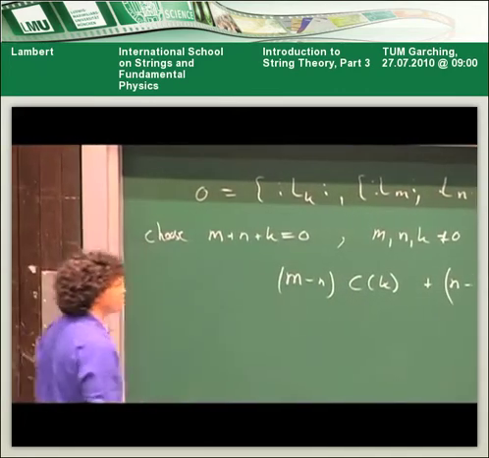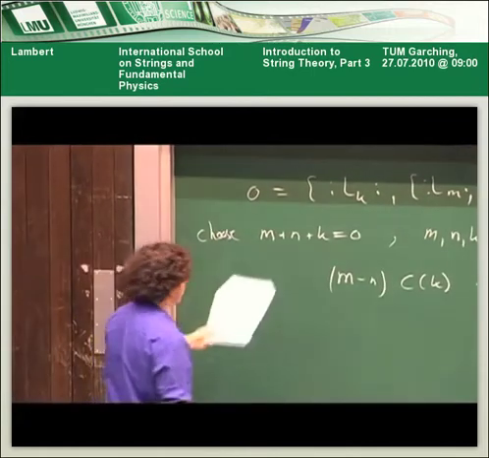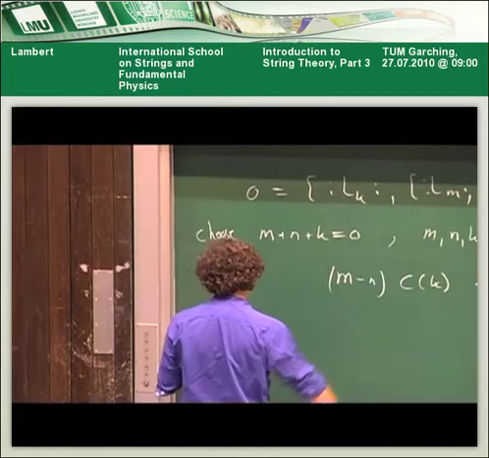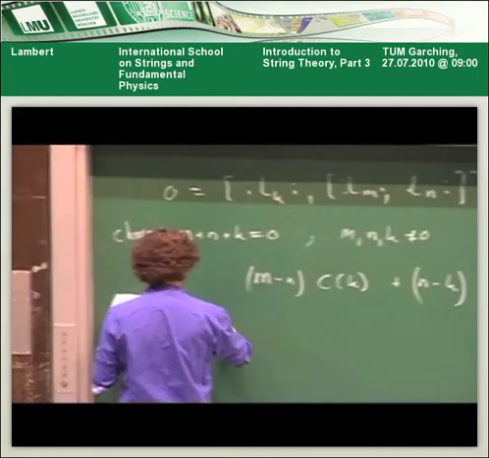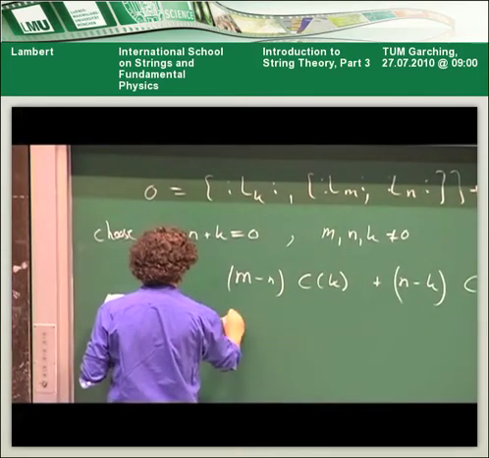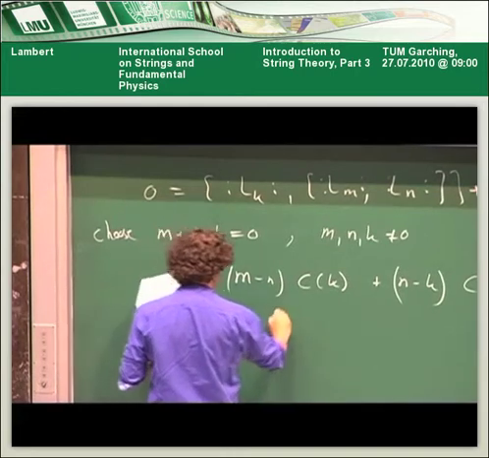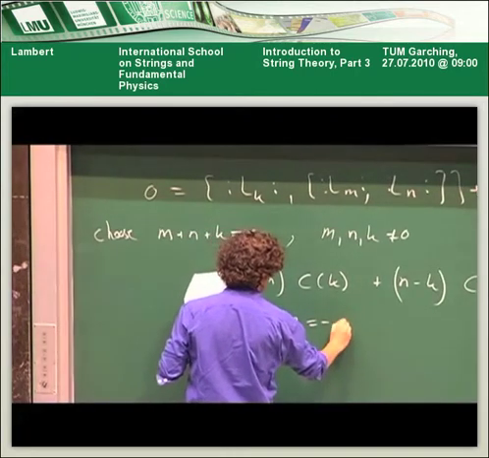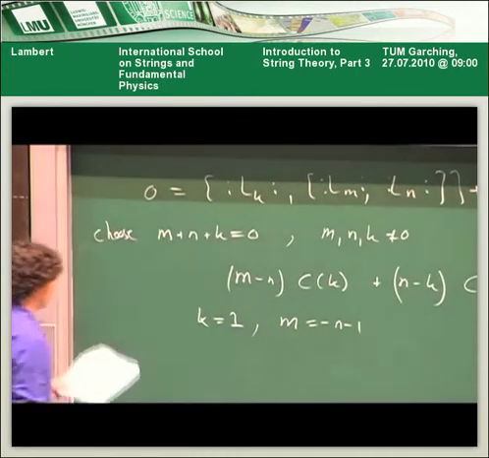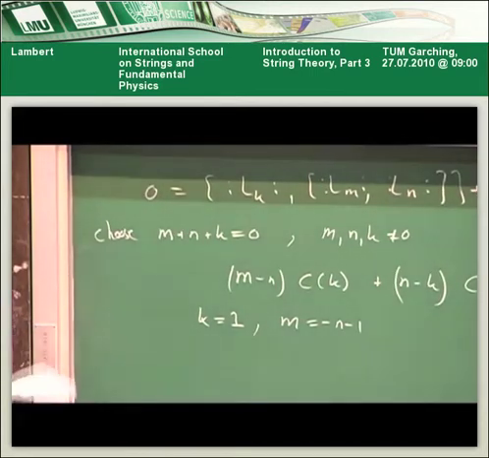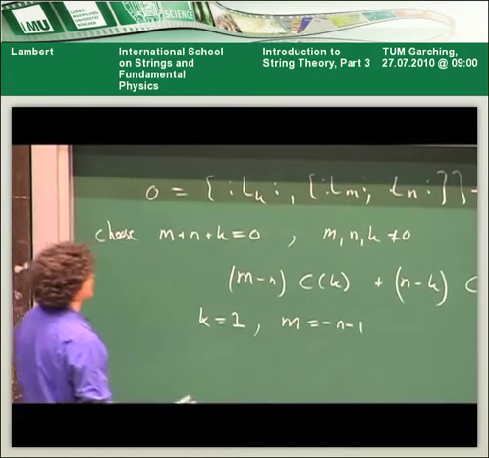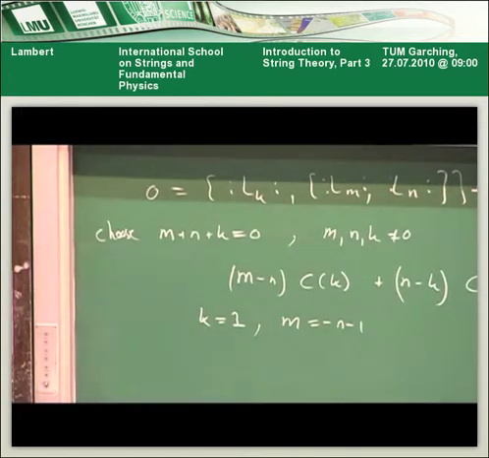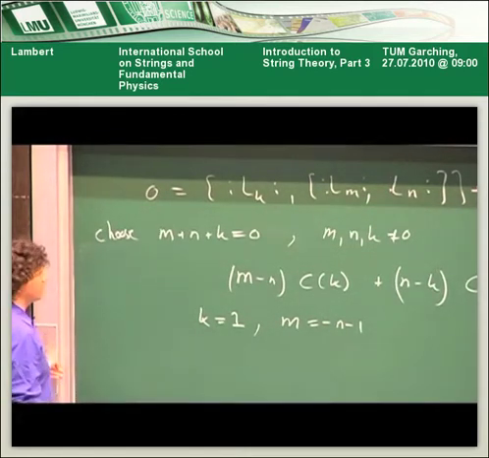Okay, so now you just make a smart choice of what to do, and that is k equals 1 and m equals minus n minus 1. Okay? So indeed, the sum of those things should be 0, but none of them is 0.